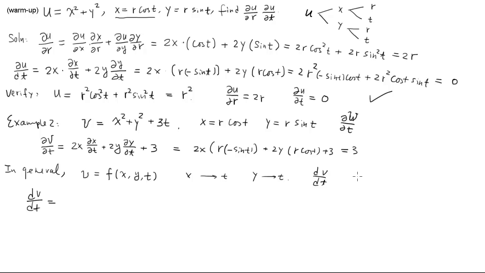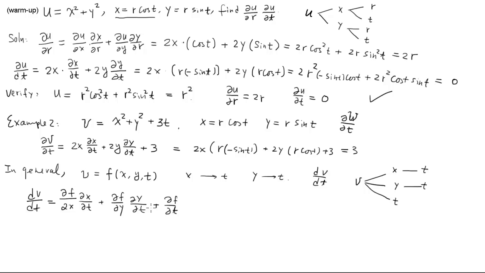The tree diagram looks like this. So v is a function of x, x is a function of t, and v is a function of y, y is a function of t, and v is a function of t. Of course, t is a function of t itself. So what we have over here, we can formally write down the partial derivative of f with respect to x, and then partial x and partial t, and then partial f over here with respect to y, and partial y with respect to t. And then we have the partial f with respect to t.